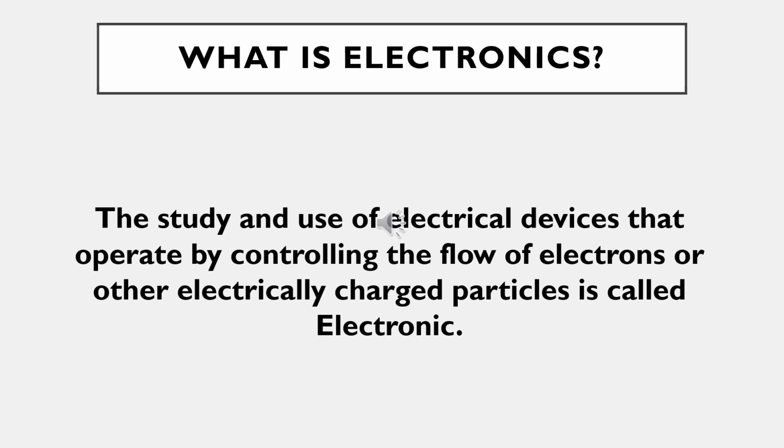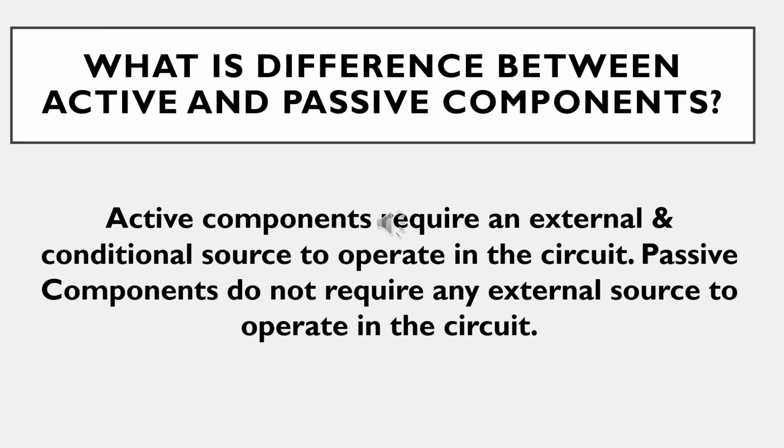What is electronics? The study and use of electrical devices that operate by controlling the flow of electrons or other electrically charged particles is called electronics. What is the difference between active and passive components? Active components require an external and conditional source to operate in the circuit. Passive components do not require any external source to operate in the circuit.